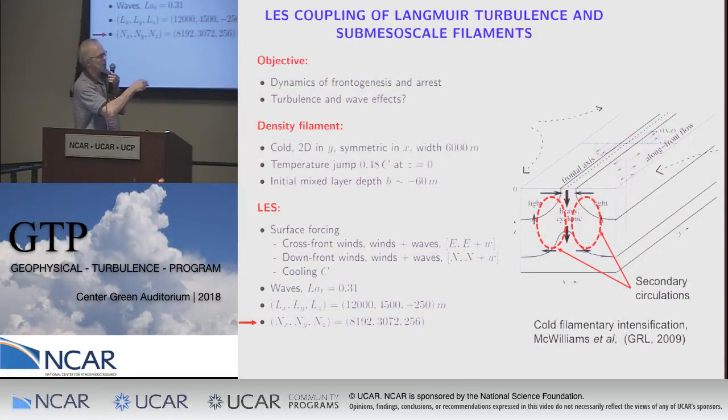Okay, we've got a big box, 12 kilometers across, 4.5 kilometers this way. It's 250 meters deep. And we use a lot of grid. This is about 10 to the 10th points. Okay, we're going to do LES. The mixed layer depth is about 60, so that scale is more than 100.